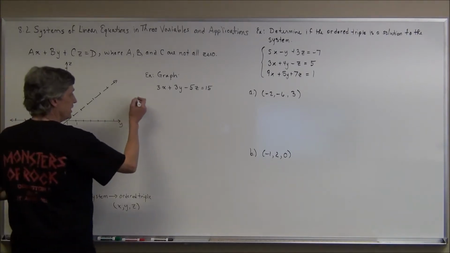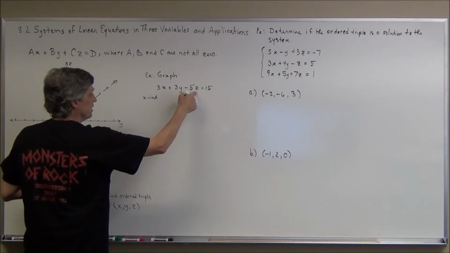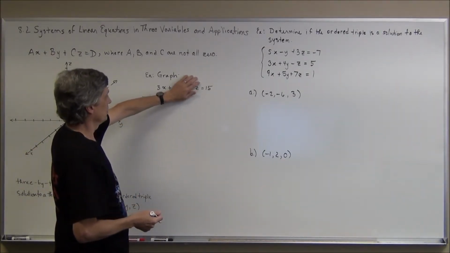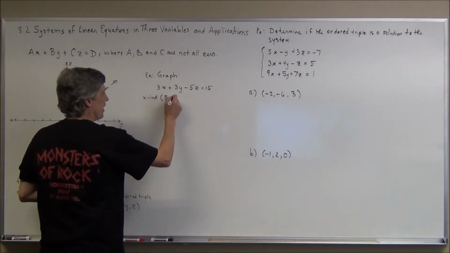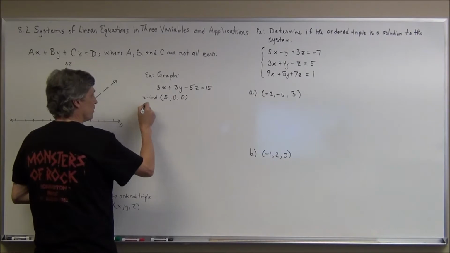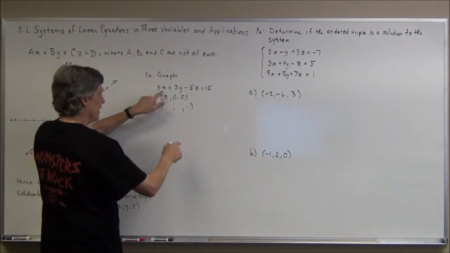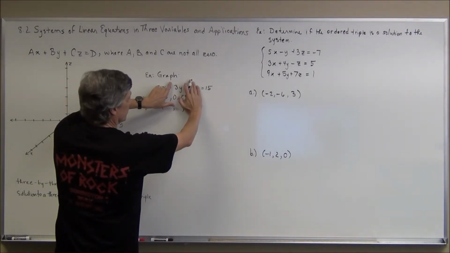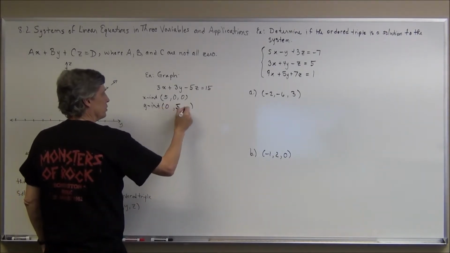So to find the x-intercept, you make y and z equal to 0. If y and z are equal to 0, you see you get 3x equals 15, x is 5, so you have (5, 0, 0). To find the y-intercept, you make the x 0 and the z 0, kind of cover those up. Can you see it's 3y equals 15? Y is 5, so the y is 5 when these 2 are 0.